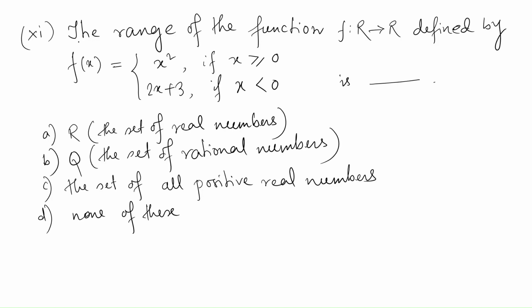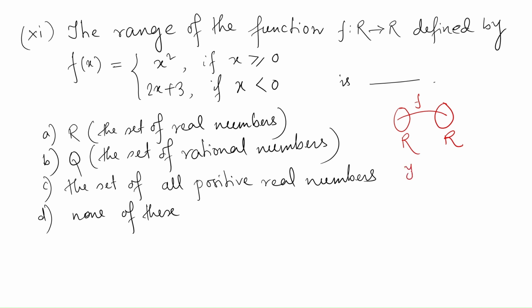Next question is, the range of the function f from R to R defined by f of x equals x square if x is greater than or equal to 0, f of x equals twice x plus 3 if x is less than 0. We have to find the range of the function. Here, this is the set of real numbers. This is also the set of real numbers. This is the function f.